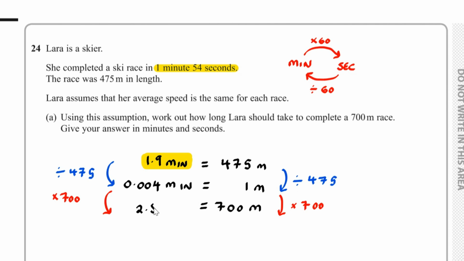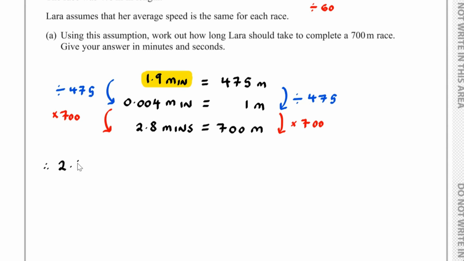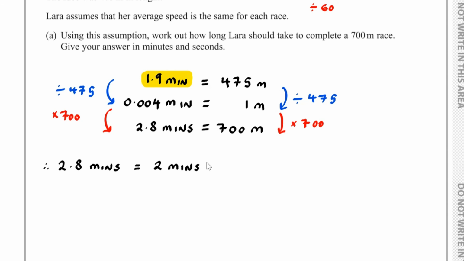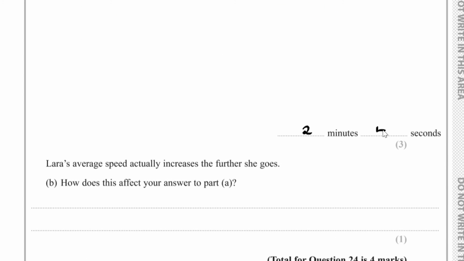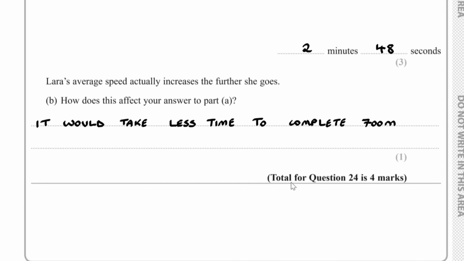So we have 2.8 minutes it will take to complete 700 meters. So 2.8 minutes, well, I need to convert this in minutes and seconds, so I've got 2 minutes, and then the 0.8 minutes, if I times this by 60, I get 48 seconds. So I have 2 minutes, 48 seconds. Then for part B, Laura's average speed actually increases the further she goes. How does this affect your answer to part A? Well, if she's going faster, it would take less time to complete 700 meters.